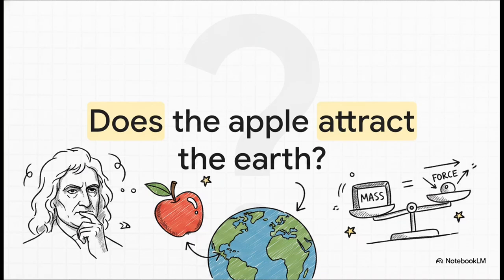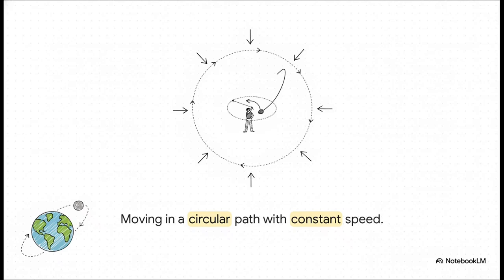Well, according to Newton's third law, for every action there's an equal and opposite reaction. Mathematically speaking, the apple actually does attract the Earth. It pulls with the exact same amount of force that the Earth uses to pull the apple. But here's the catch. Newton's second law tells us that acceleration depends on mass. And the Earth's mass is just so unbelievably massive compared to a tiny little apple that the Earth's acceleration towards it is completely undetectable.